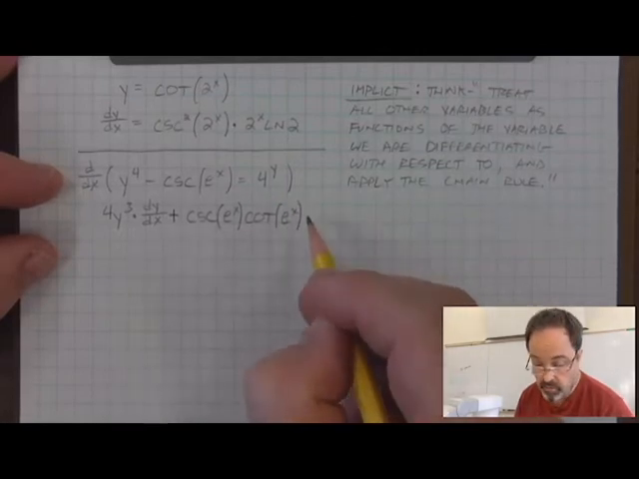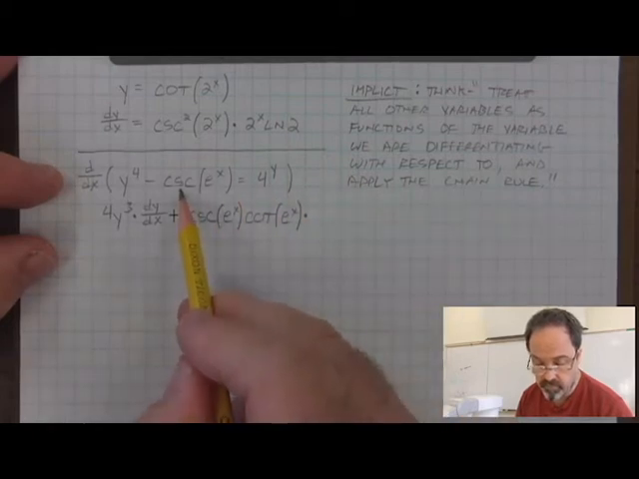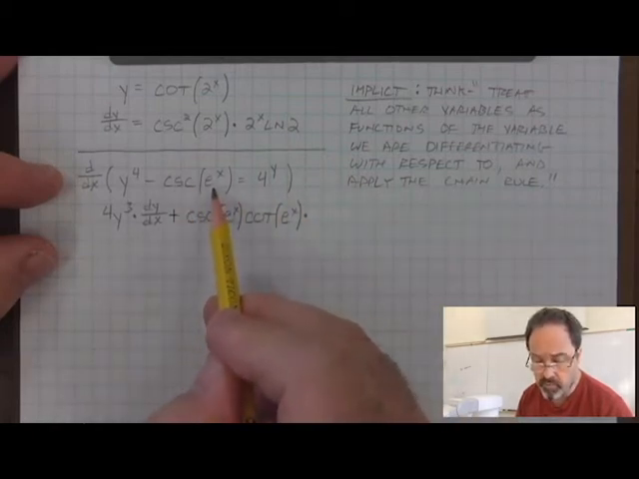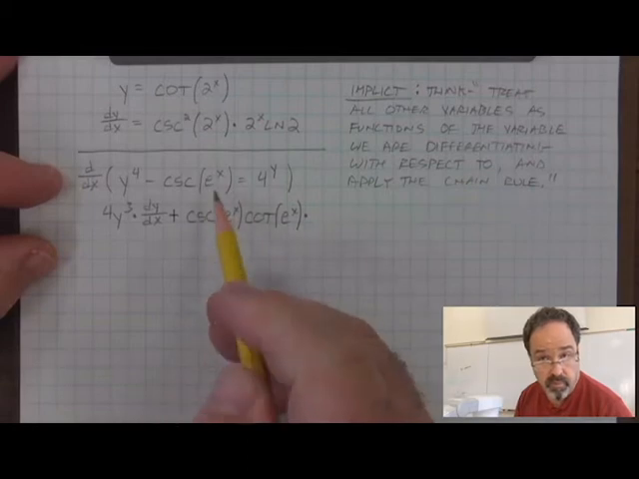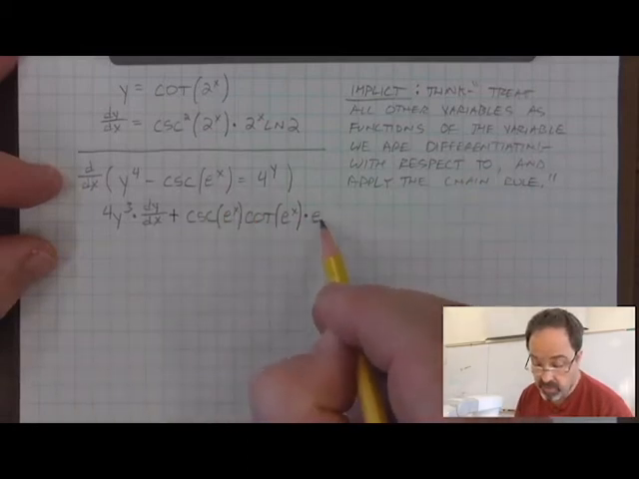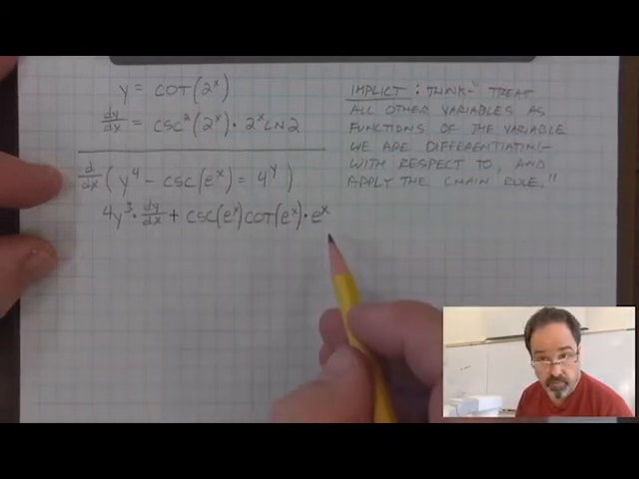Now for a chain rule, I need to multiply the derivative of cosecant by the derivative of what it's composed with. And the derivative of e to the x is itself.